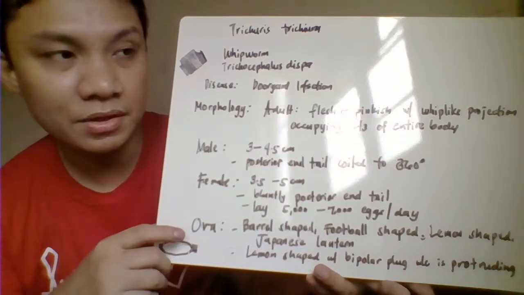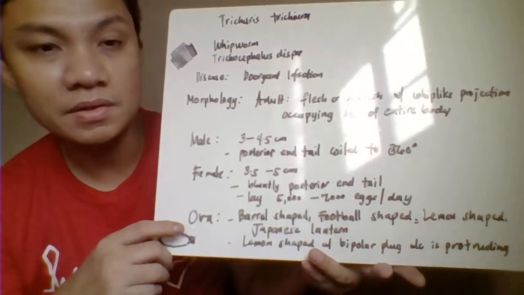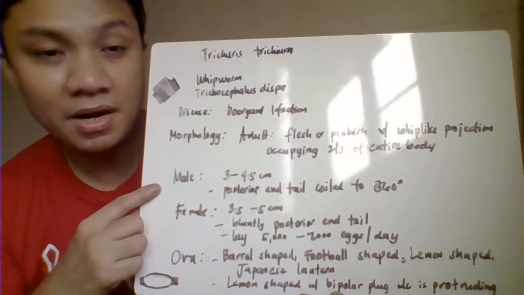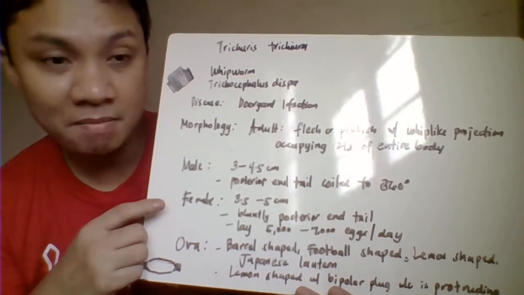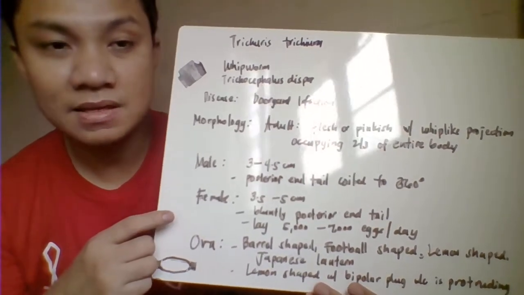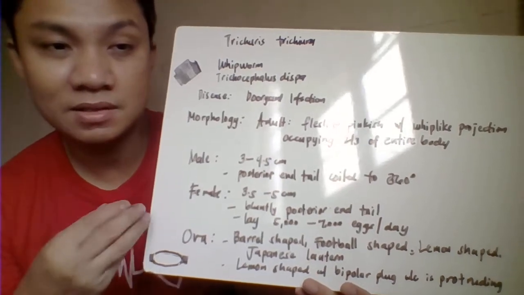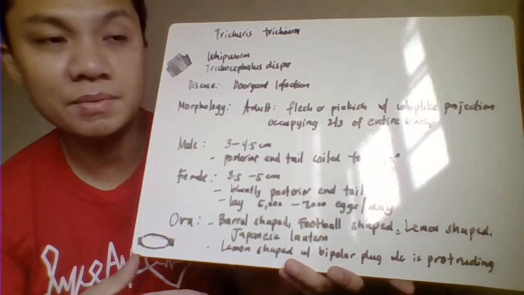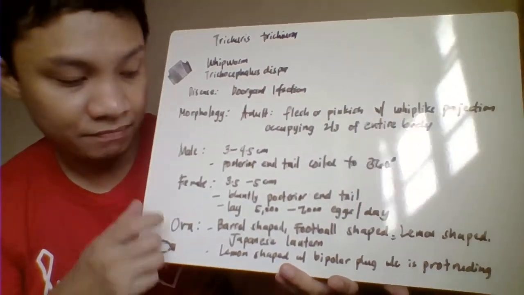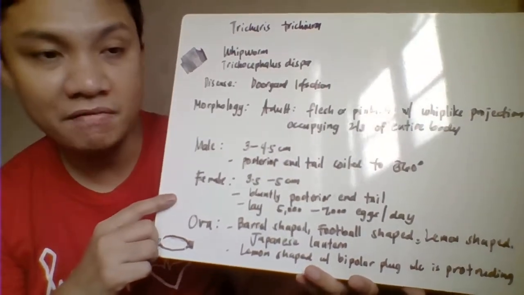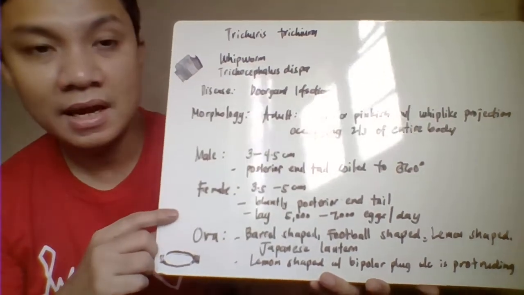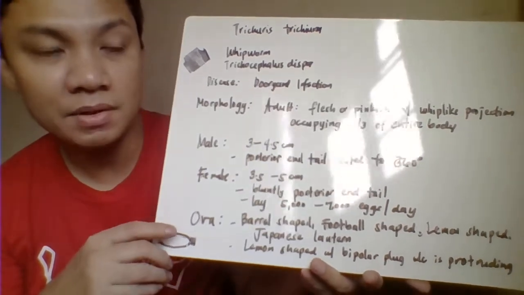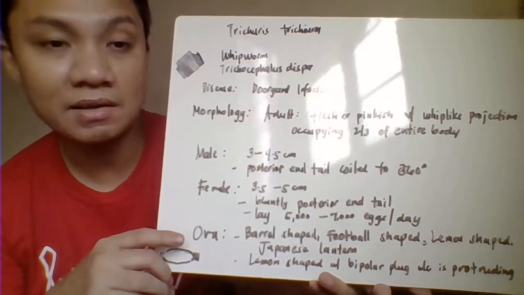The adult male measures 3 to 4.5 centimeters, and again, this is much shorter compared to the female adult worm. It has the typical characteristic of the male adult worm, which is a curved posterior end, but the curve here forms approximately a 360 degree curve. The female measures 3.5 to 5 centimeters, with a blunt or straight posterior end, and is able to lay approximately 5,000 to 7,000 eggs per day.